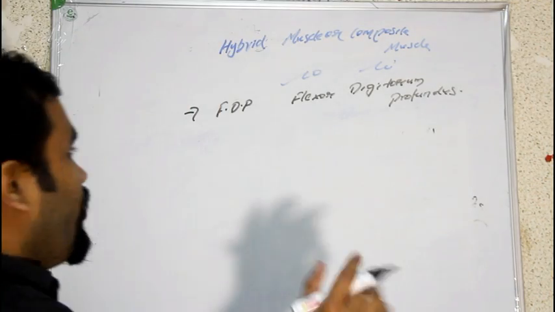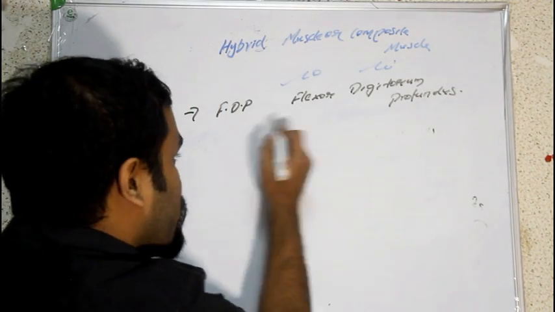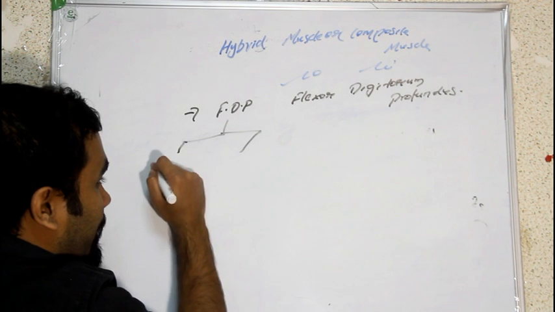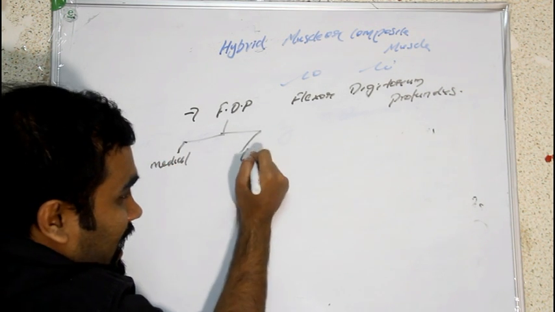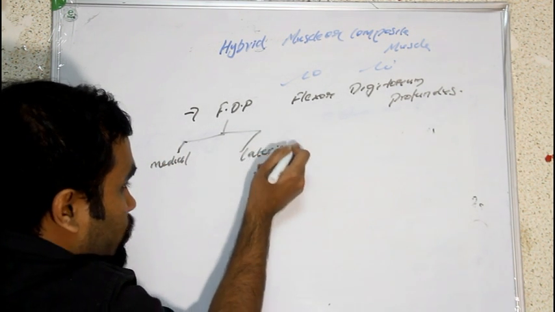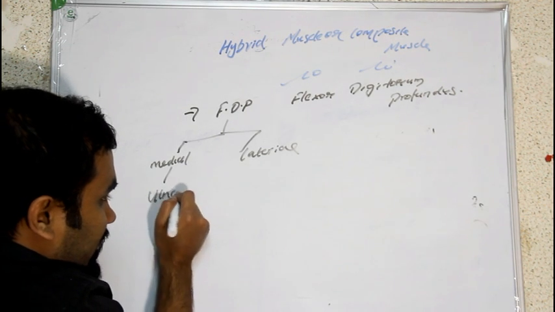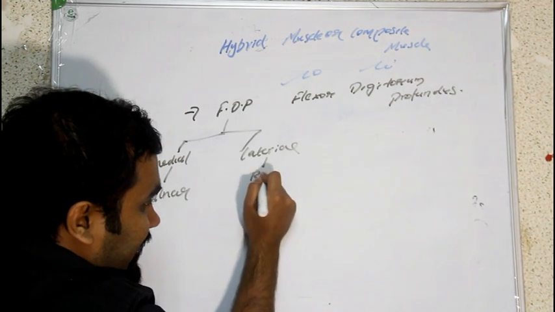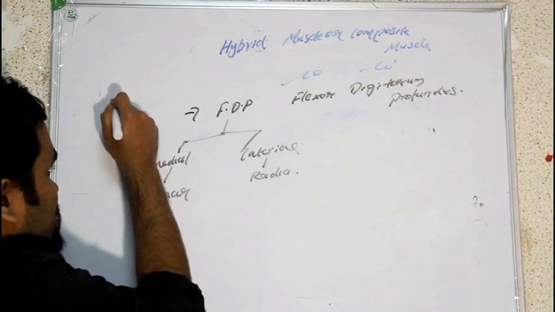Relax. FDP is flexor digitorum profundus. It has two parts, medial and lateral. I told you the medial part is supplied by ulnar nerve, and lateral by radial. This is the first hybrid muscle, important.